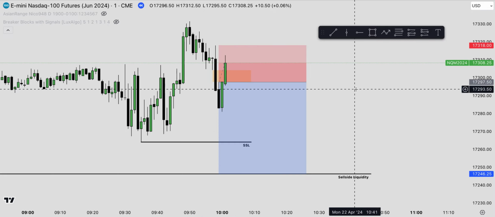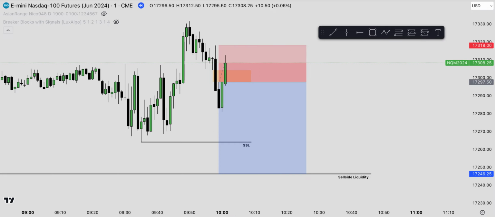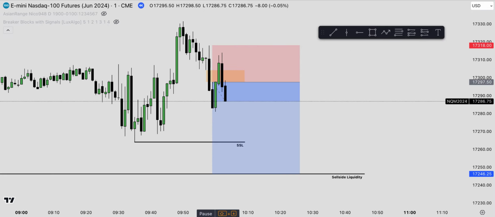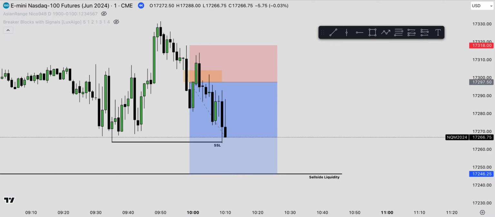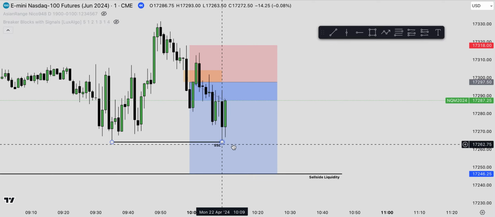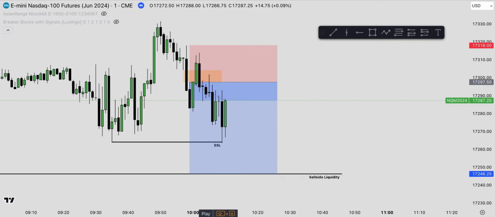Anyways, price has come up, so let's see if we get stopped out. As you see, we don't get stopped out. All right, that right there would be first TP hit, and I would set my stops to break even.